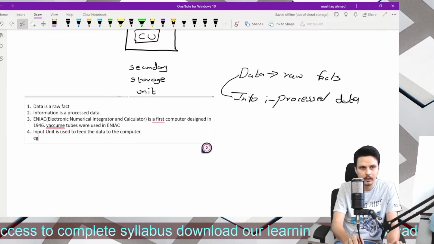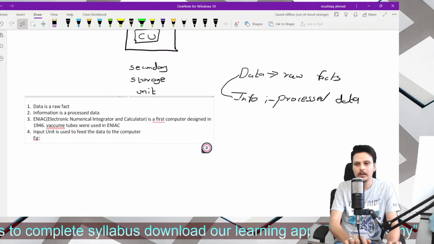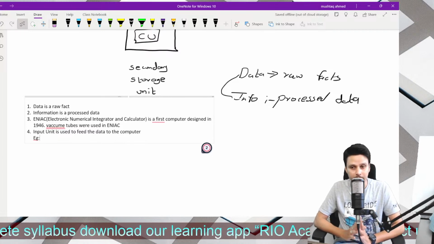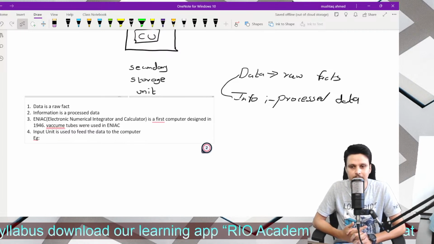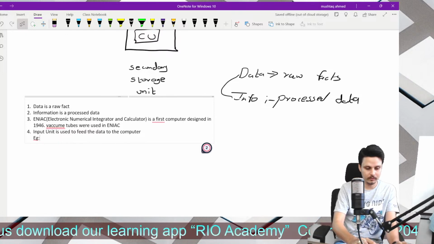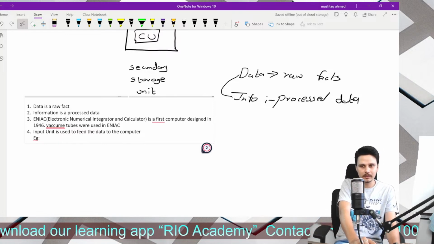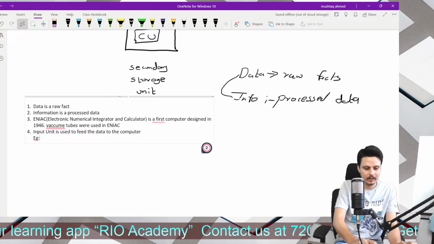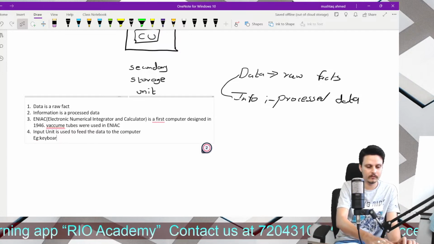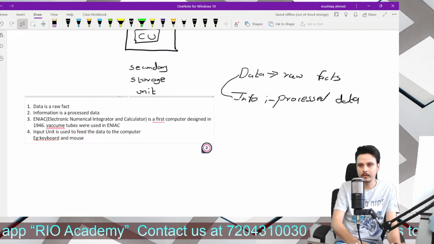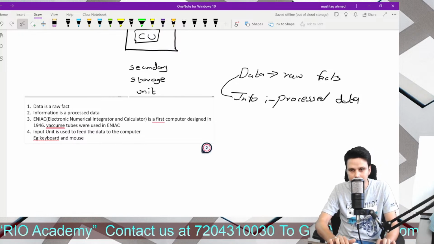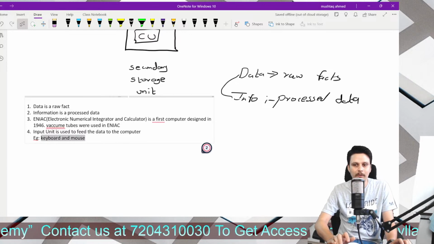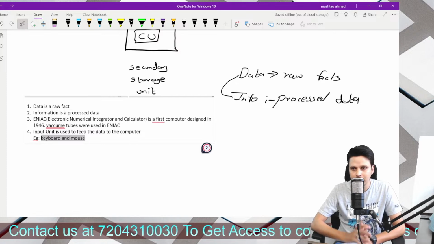Joystick, yes, because joystick also comes under input unit. Light pen comes under input unit. So the best examples for input unit are keyboard and mouse. Nowadays joysticks and light pens are very rarely used, so I will take keyboard and the mouse. Using these two devices, we can send the data to the computer.